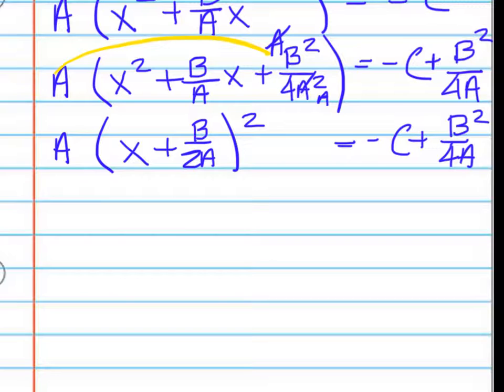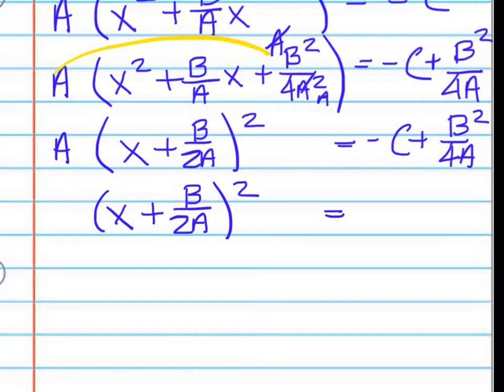Alright, so we're going to have to get this by itself here, and then on this side we're dividing by a. If I divide by a on that side, it's the same as doing this: negative c over a, and then plus b squared over 4a squared. You multiply the denominators by a in each case.